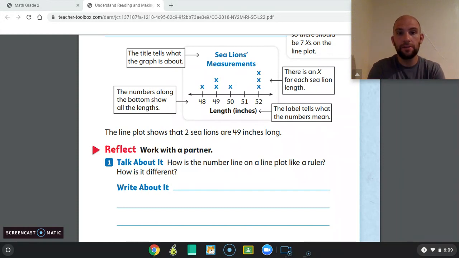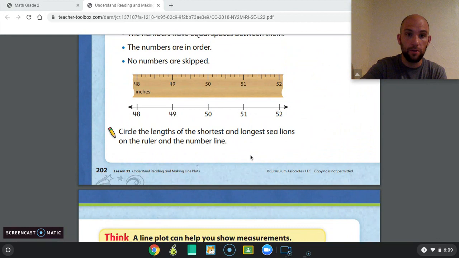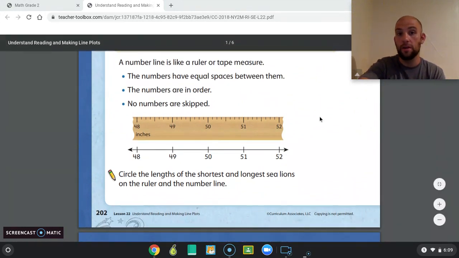So how is the number line on a line plot like a ruler? And how is it different? So we talked about the ways that a line plot and a ruler are similar. And to refresh, we'll scroll up here and take a look. So a number line is like a ruler or tape measure because the numbers have equal spaces between them, just like on a ruler. The numbers are in order. They go up by one each number, and then no numbers are skipped.